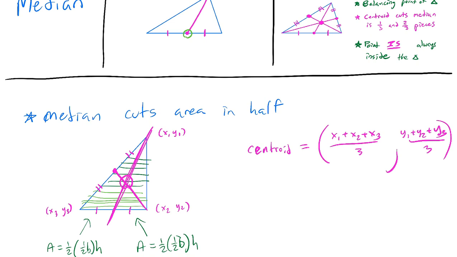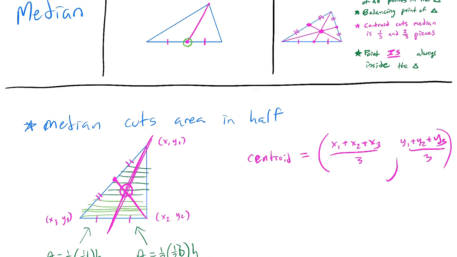and y1 plus y2 plus y3 divided by 3. Again, that's part of why it's a balancing point. It is the average of all the points. Half is on one side, half is on the other, but in multiple dimensions. So any way you slice it, you get this half on one side, half on the other, as long as that slice goes through the centroid.